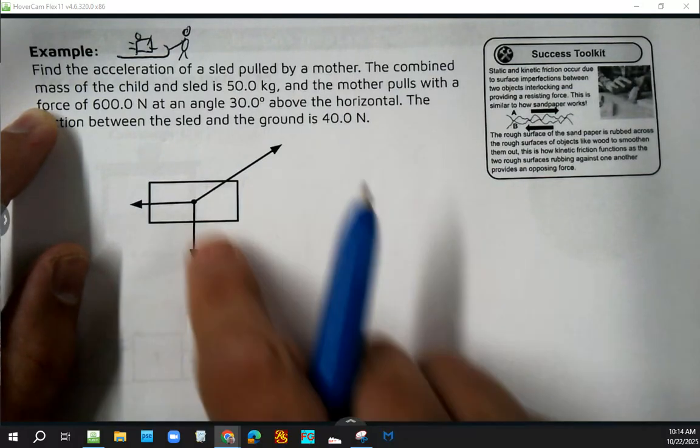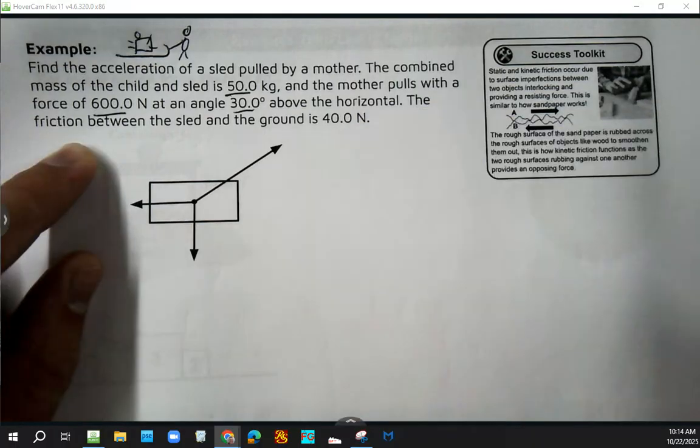Mother's pulling along. The combined mass of the sled and the child is 50 kilograms, and the mother pulls with a force of 600 newtons at an angle 30 degrees above the horizontal, and the friction between the sled is 40 newtons. And so we got this picture here. We're going to add on to it.